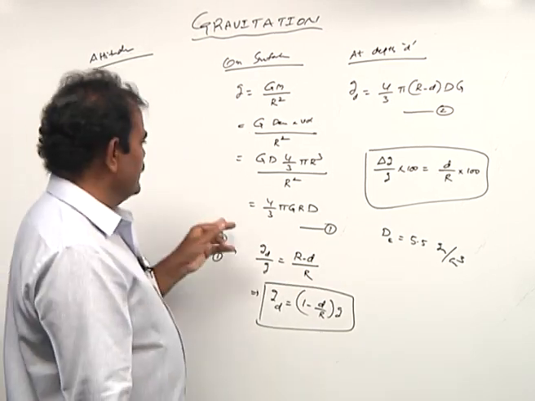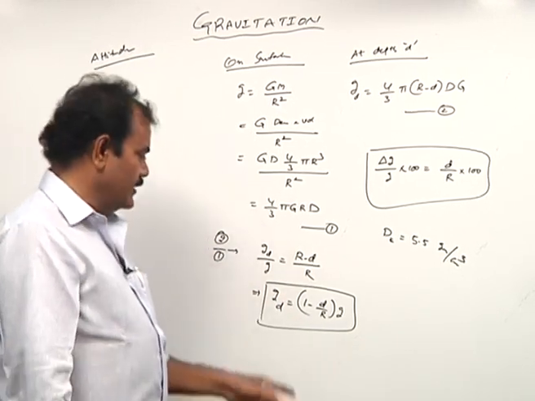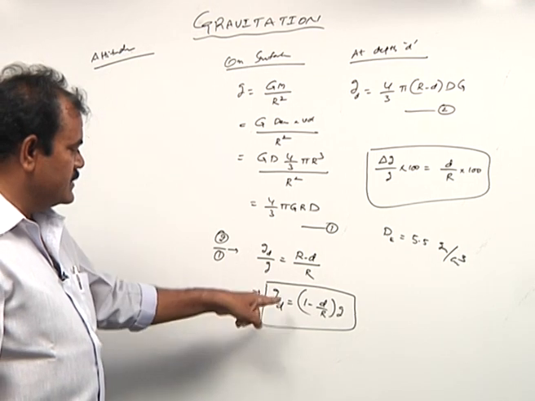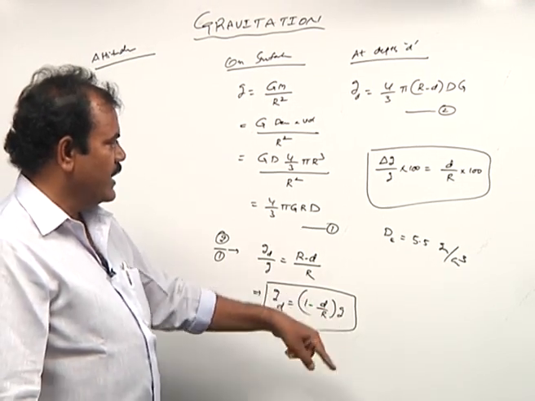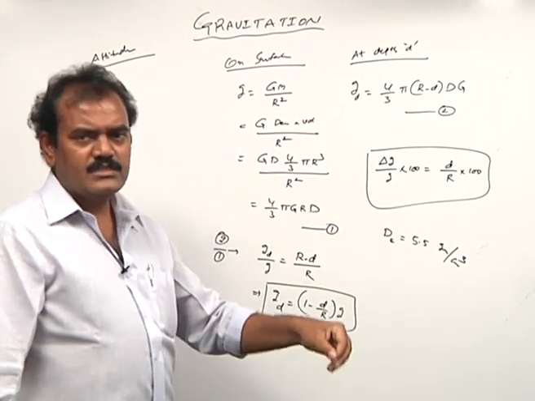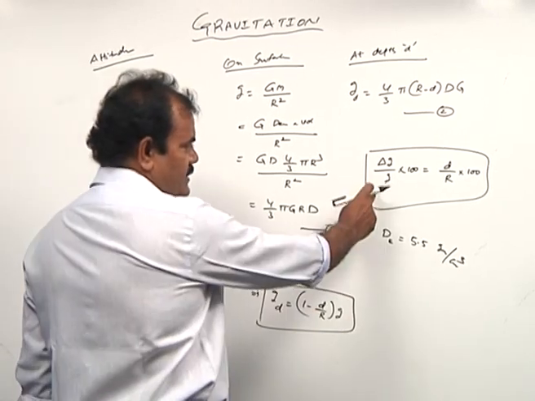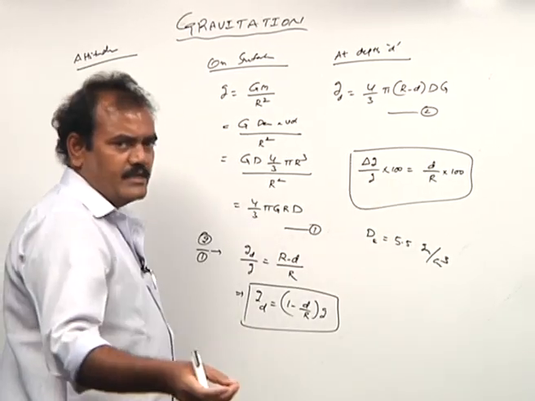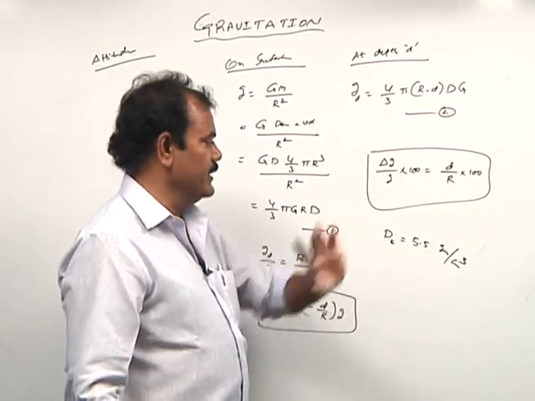Similarly, when it is coming to the depth, you are having two formulas. The first one is this one. Here you are taking at depth d, g_d is equal to 1 minus d by R into small g, and the percentage change, or percentage decrease, in small g when the body is taken to smaller depths only is d by R into 100.